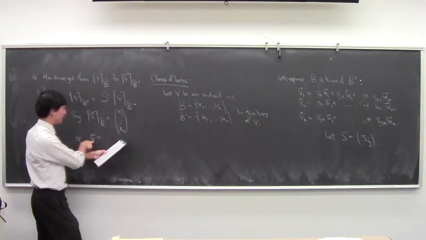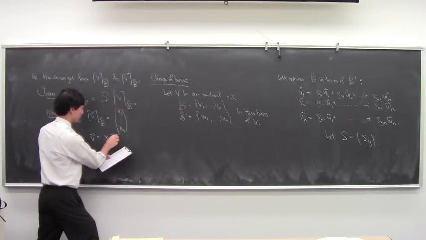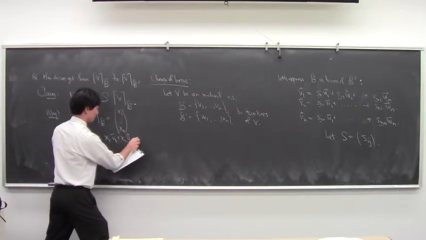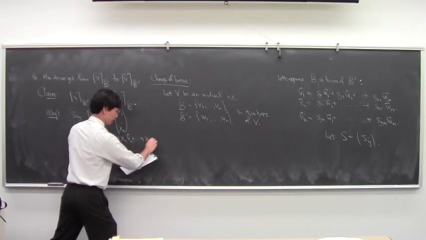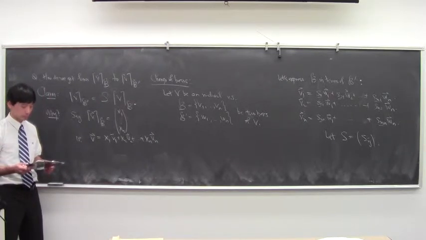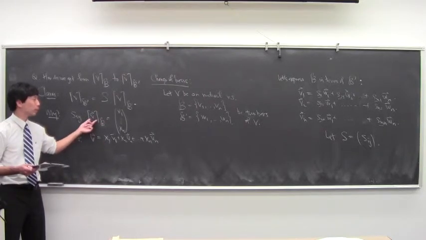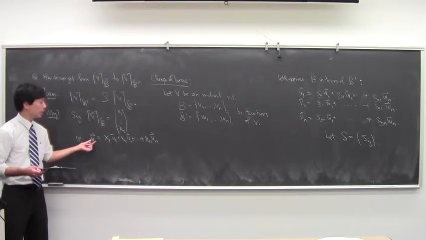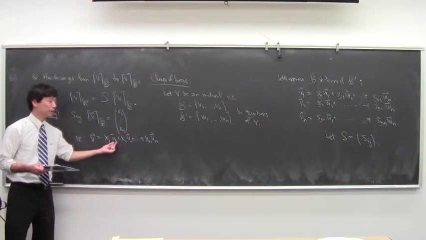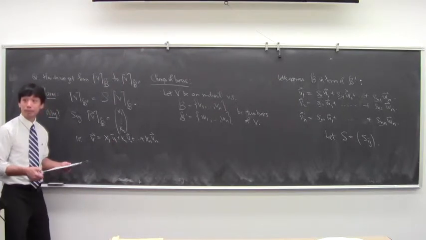Let's see. So this means that V is x1 times V1 plus x2 V2 plus ... xn Vn. That's just what that means. That's just the definition. The coordinate vector is this. In other words, V is this particular linear combination of the V_i's.